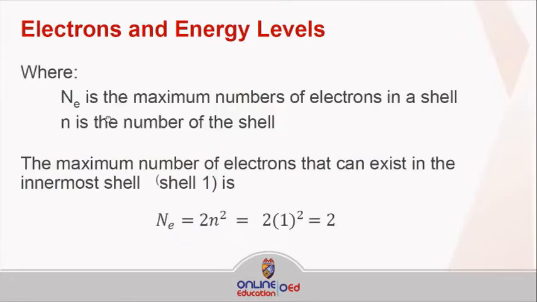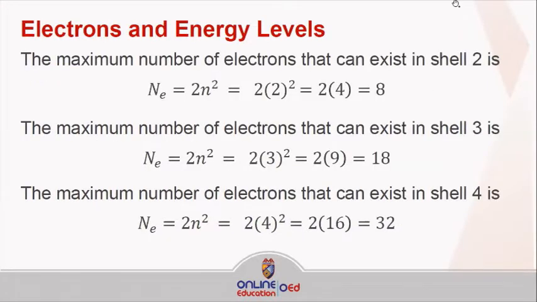Okay? Yung Ne is the maximum number of electrons in a shell, then n is the number of the shell. Then ito yung pinakita na solution kung paano na-compute ang number of electrons. The maximum number of electrons that can exist in the innermost shell or shell 1 is equivalent to 2 times 1 squared, or equal to 2. Okay? Next, pinakita lang yung mga solution kung paano nakuha kapag nag-exist sa shell 2. Ano yung maximum number ng electrons? Substitute lang natin yung 2 sa n equals 2. That is 2 times 2 squared. That will be 2 times 4 equals 8.